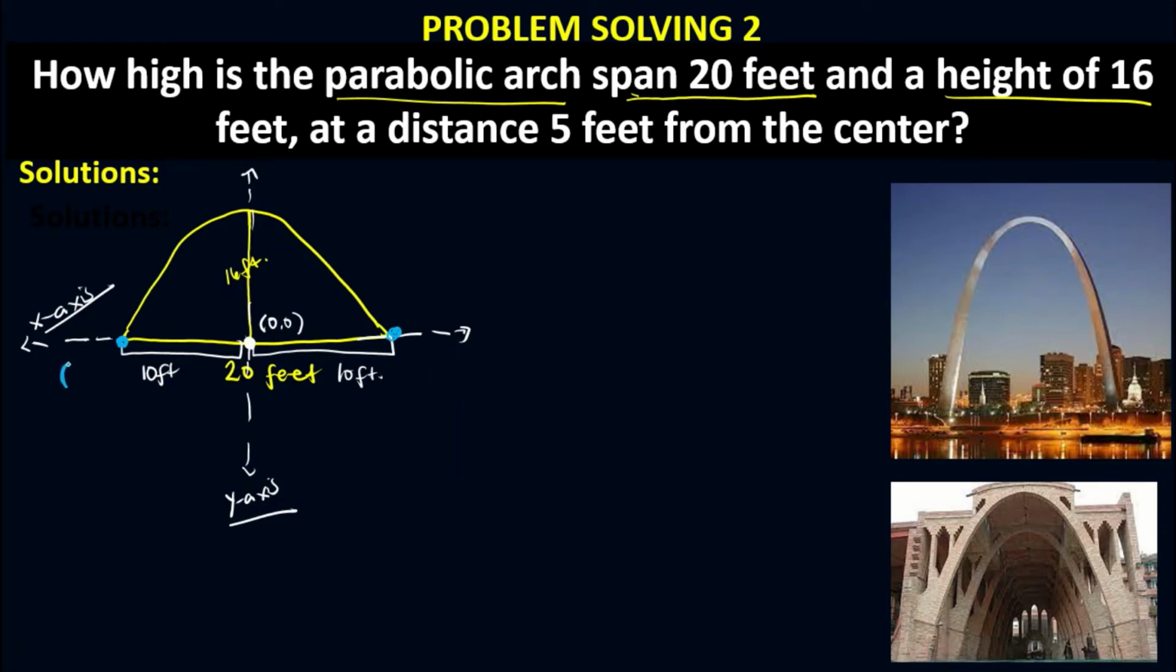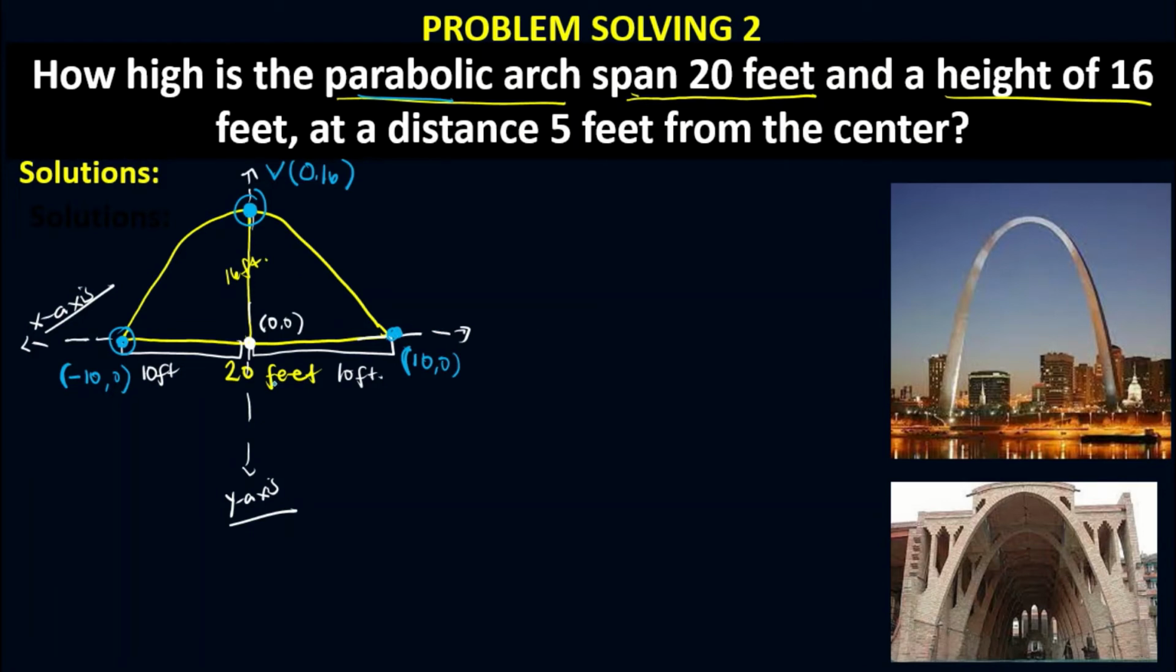So, therefore, the coordinates of this point is positive 10, 0, and the coordinates of this other part is negative 10, 0. Next, since we are discussing the parabola, we should also identify the vertex. So what do you think are the coordinates of our vertex? We all know that the coordinates of our vertex here is 0, positive 16. So let's go back to the equation.